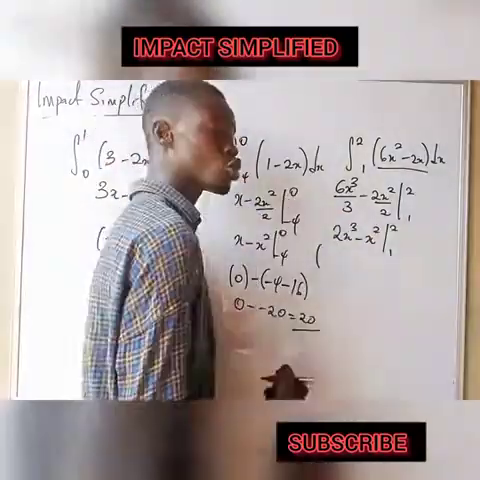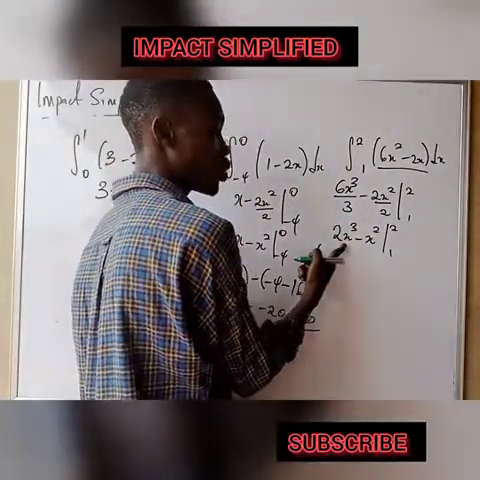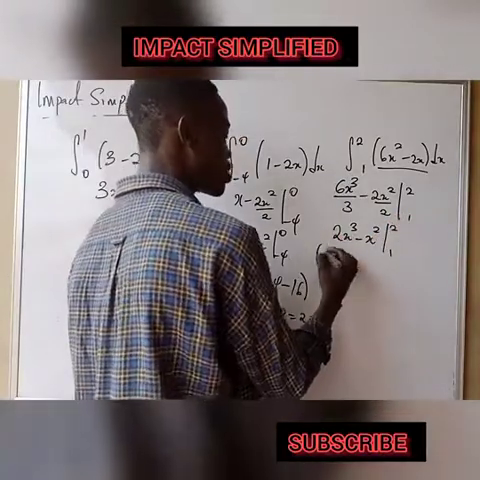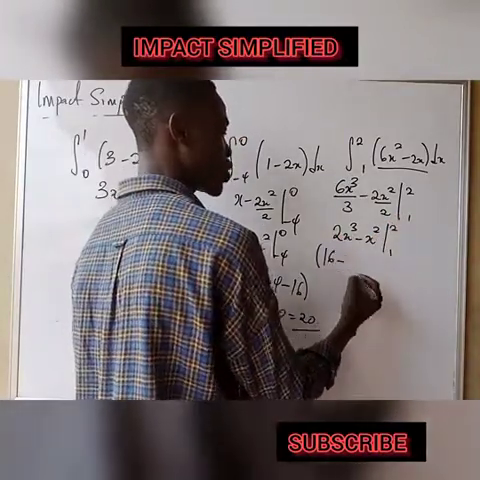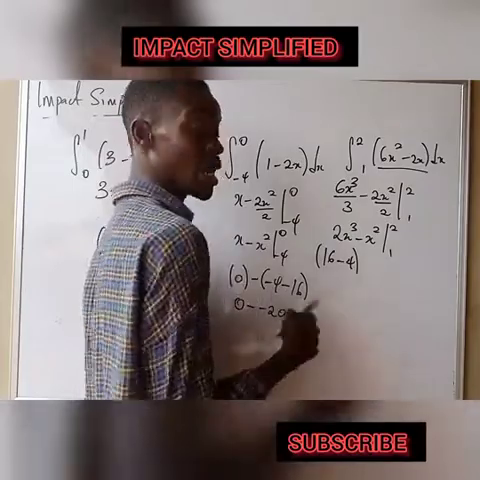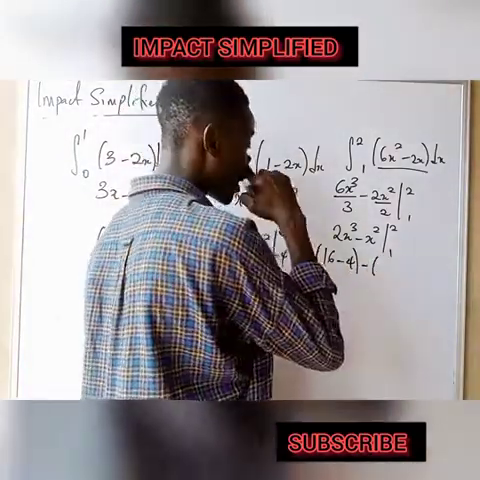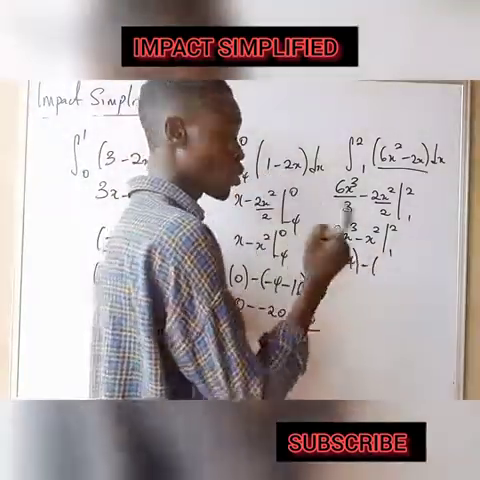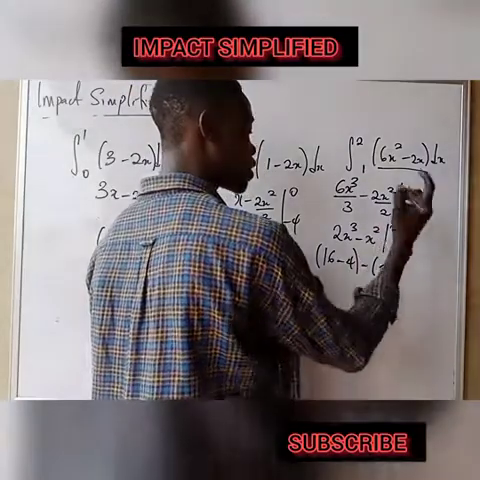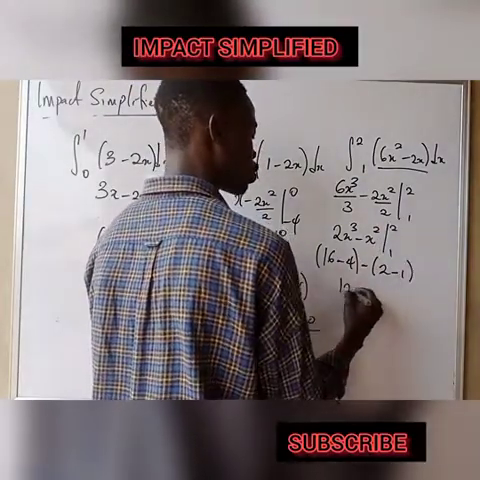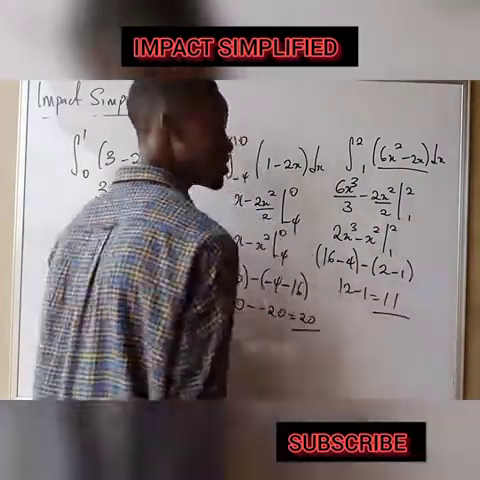So put your x as 2. 2 raised to power 3 is what? Is 8. 8 times 2 is what? Is 16. 2 raised to power 2 is what? Is 4. That is the upper limit. Minus the lower limit. 1 raised to power 3 is 1. 1 times 2 is 2. Minus 1 squared is 1. And that will give us what? 12 minus 1. And that will give us 11.